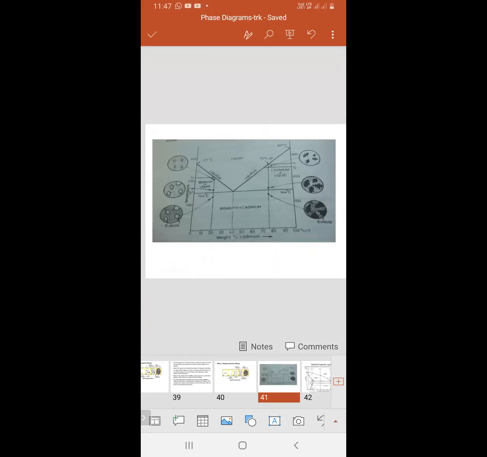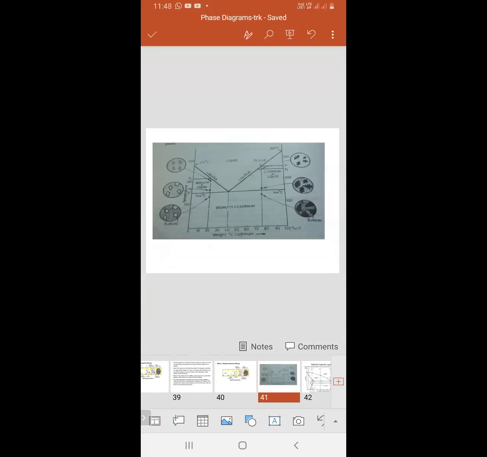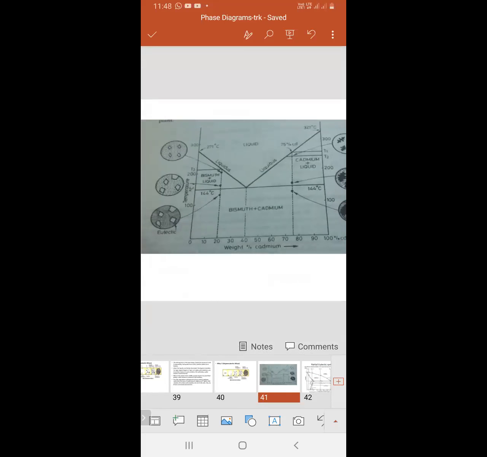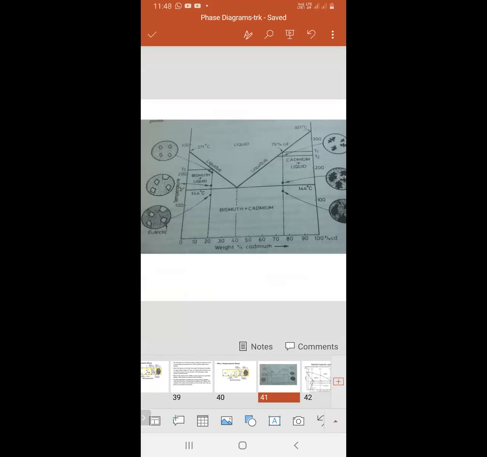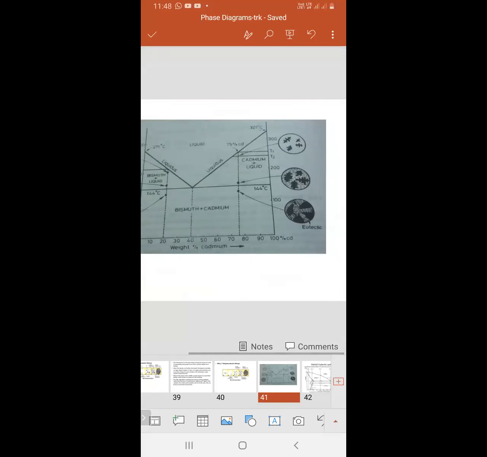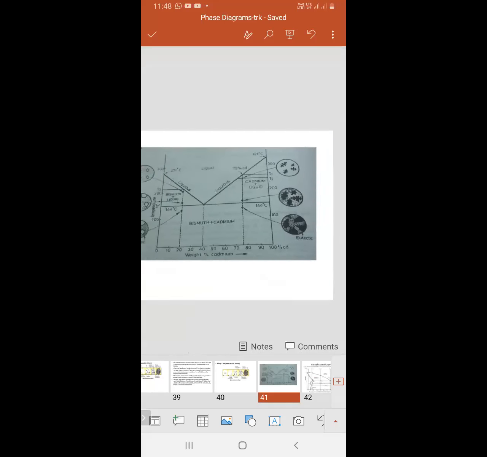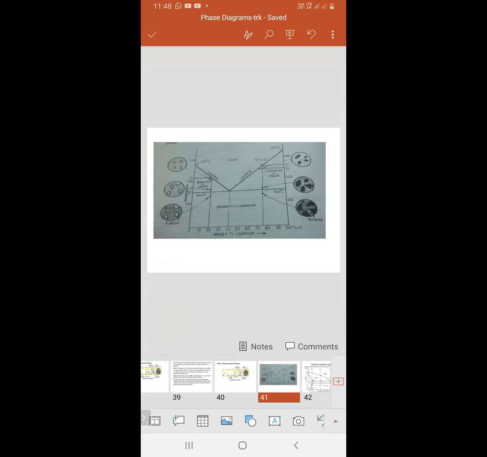Like this. Your example is the bismuth cadmium system. Then we can easily understand about the liquid plus solid, and how the phases are formed. This is the total phase diagram. Next class I will explain one more diagram.